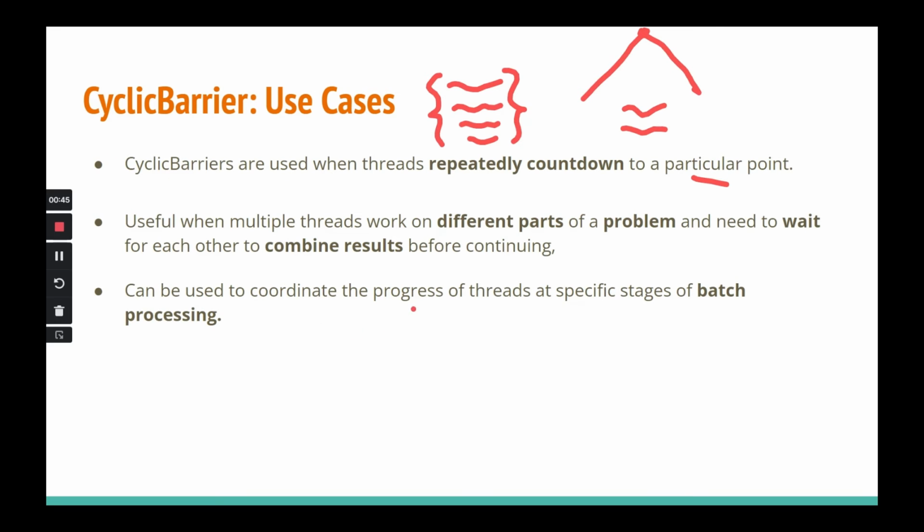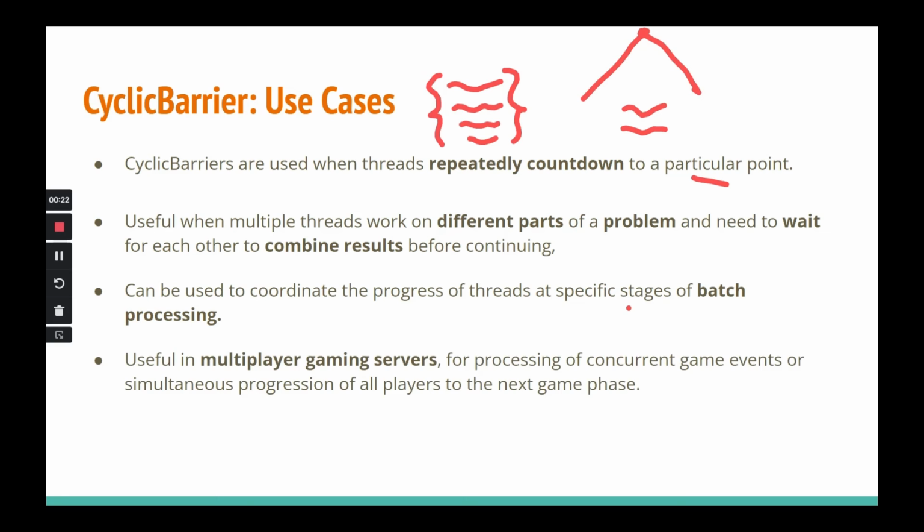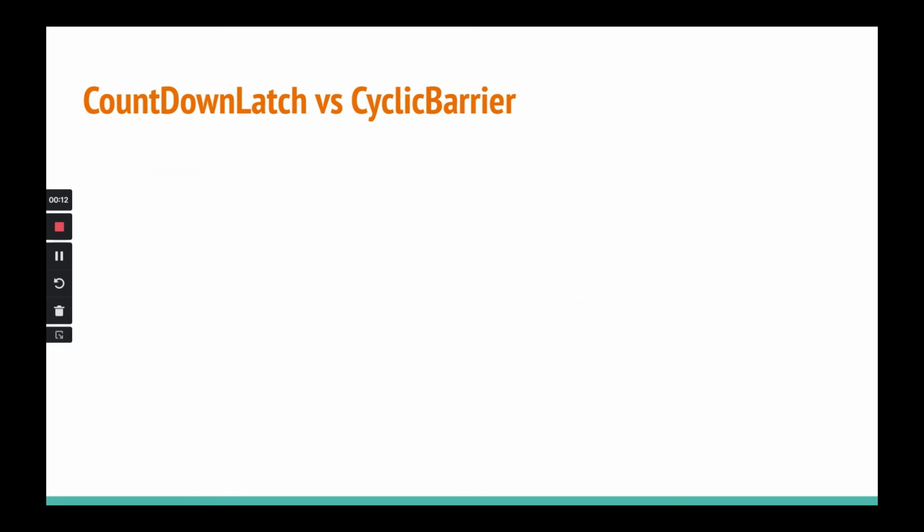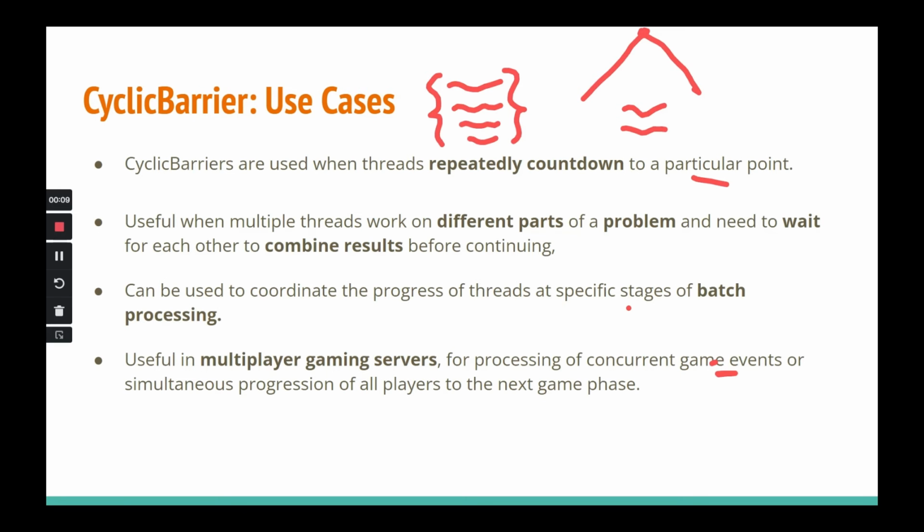It can be used to coordinate the progress of threads at specific stages of batch processing. Like I said, here there are 4 threads. It can be 40 threads or 400 threads or thousands of threads. Each of them is tracking the progress of the other worker threads in case of batch processing, and then collates the results accordingly. Another case is multiplayer gaming servers, for processing of concurrent game events or progression of all players to the next game phase. So these are the different use cases of cyclic barrier which we can have.